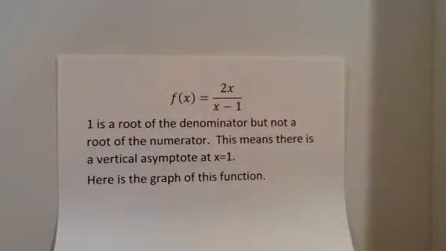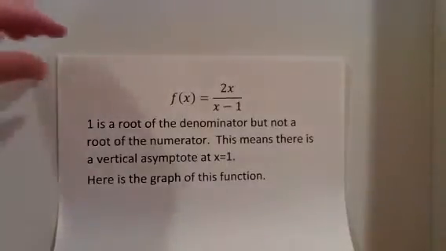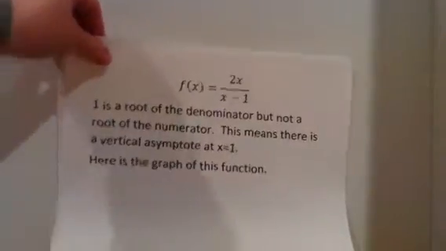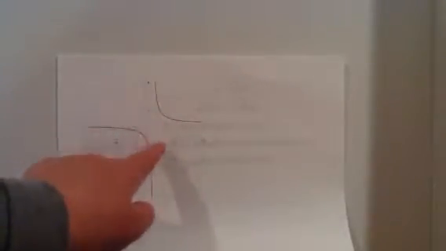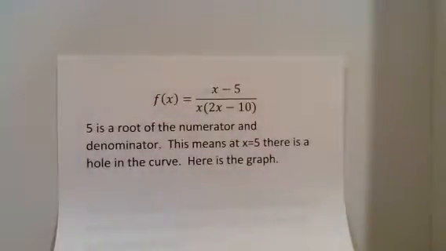1 is a root of the denominator, but not the numerator. This means there is a vertical asymptote at x equals 1. Here is the graph of this function. Notice how at 1, the graph does not touch that vertical line x equals 1. It continues indefinitely this way. This one continues this way without ever touching x equals 1.